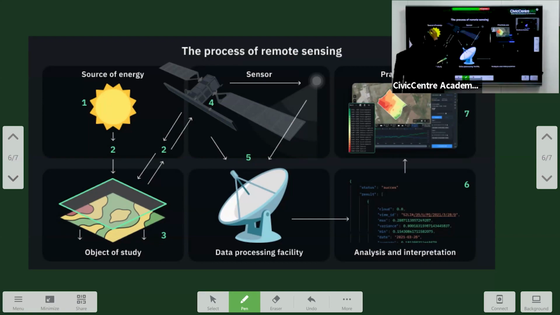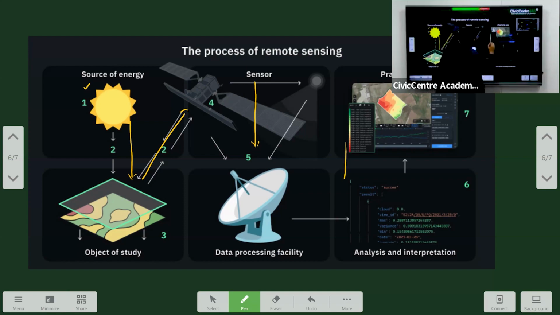This is the entire process of remote sensing. Here, first we have the sunlight, which is the main source of energy. That light is going to be reflected on the object which we want to study. So this radiation is picked up by the sensor, and this data is sent to a data processing facility. This data processing facility analyzes and interprets the information and gives it in a format which is of practical use for us. Have you understood the working? So this is the process of remote sensing.